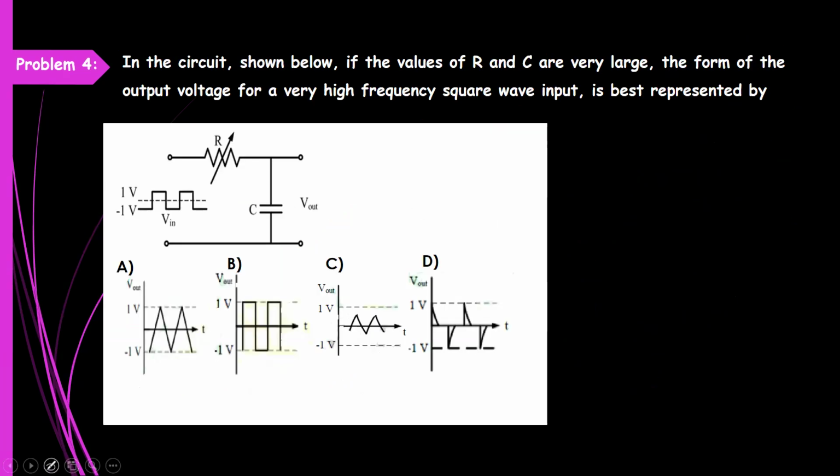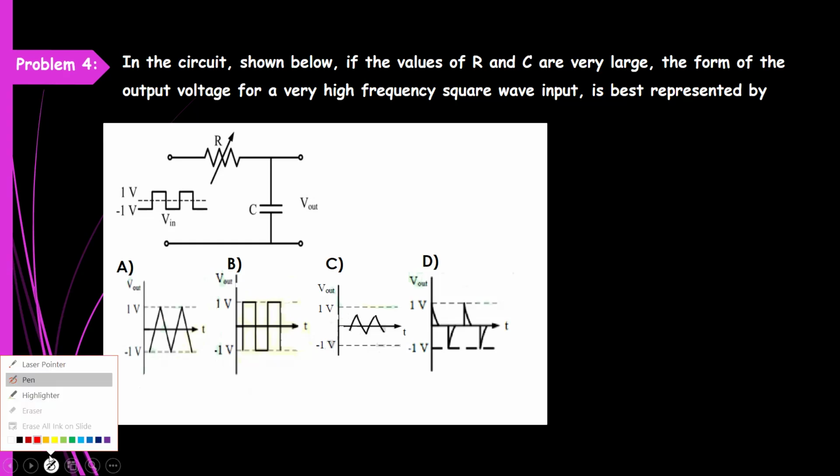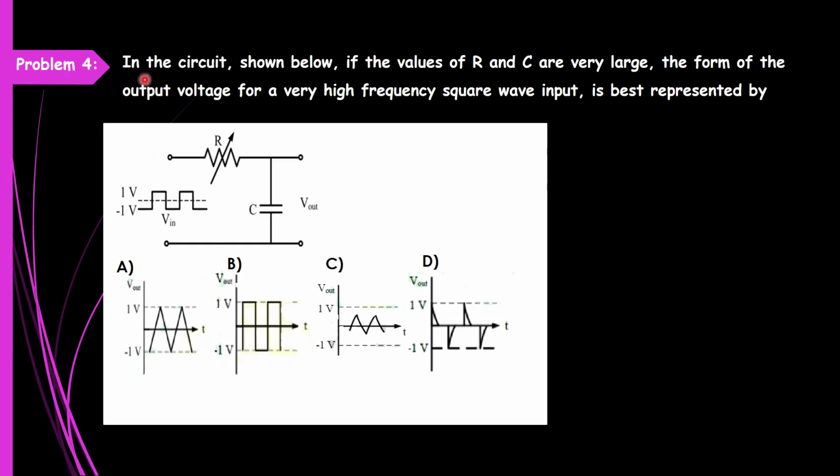So this problem I have taken from the electrical paper. 3 problems I have taken from the electrical paper and 2 problems I have taken from the EC paper. In the circuit shown below, if the values of R and C are very large, the form of the output voltage for a very high frequency square wave input is best represented by.